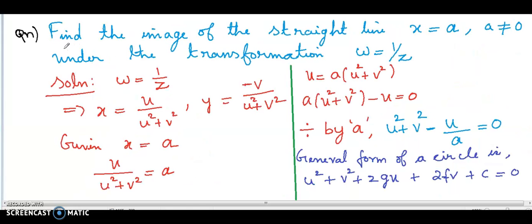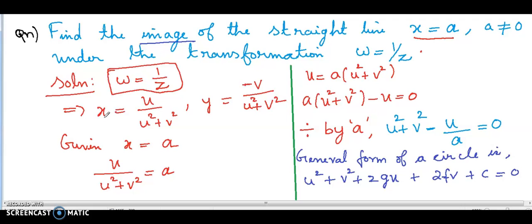Okay, we will learn a problem. Find the image of the straight line x is equal to a, where a is not equal to 0, under the transformation W is equal to 1 by Z. First of all, you should note down the transformation given, and according to the transformation we continue with the question.